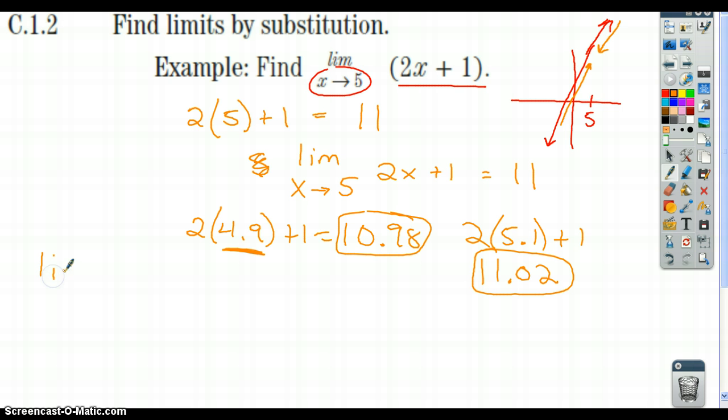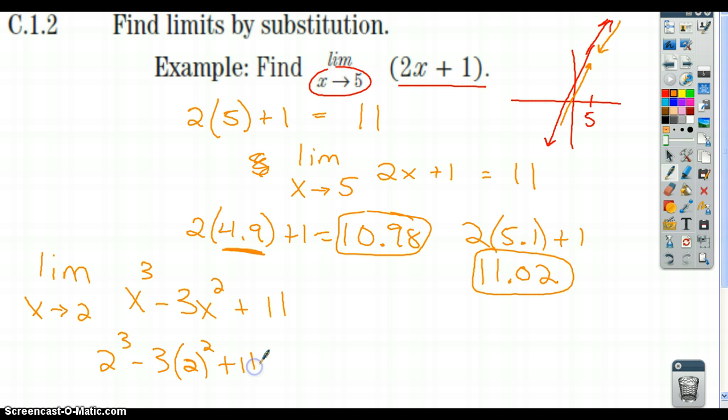This holds true for any continuous function. Let's find the limit as x approaches 2 of x cubed minus 3x squared plus 11. We know that's a continuous function, so we can just substitute. So 2 cubed minus 3 times 2 squared plus 11. That gives us 8 minus 12, which is negative 4, plus 11, which is 7. So this function will be approaching 7 as x gets really, really close to 2.